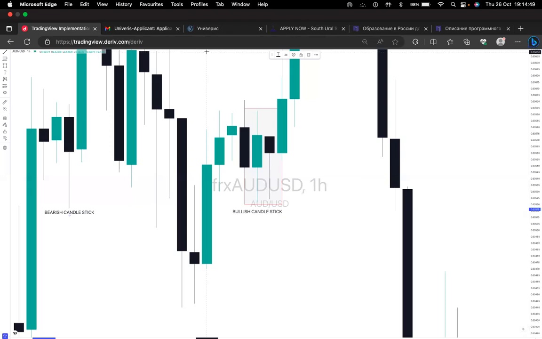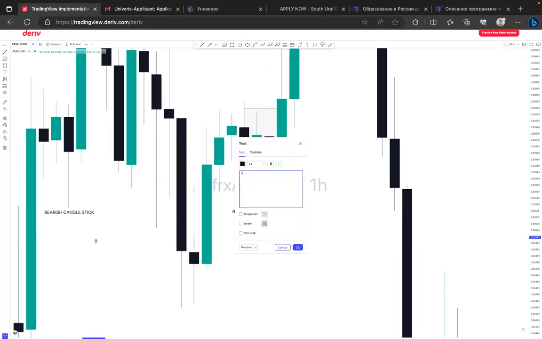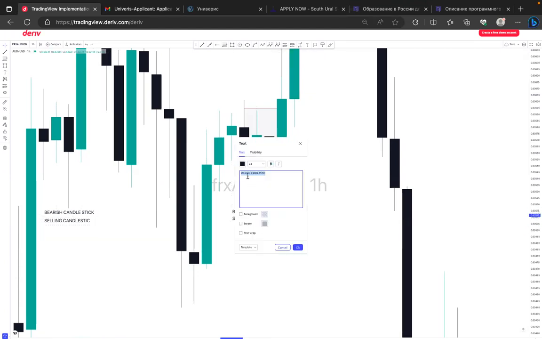So now, I said the reason we're actually using candlestick is because it gives us a lot of information compared to the other ones. Understand? We have two types, like I said: the bullish and the bearish. The bearish is a selling candlestick. Understand? It's called the bearish. I want to make it very easy for us. Why the bullish? It's the buying candlestick.